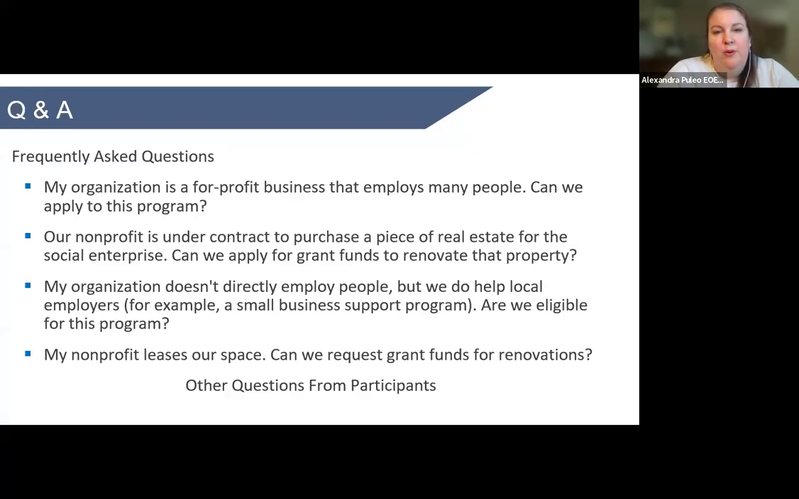If a nonprofit is acquiring a property and the social enterprise is part of what will take place at the new site, but not the entire building, is that okay? Maybe. I think you would really need to talk about what the space is for, what you're asking for grant funds to do, how that relates to the social enterprise.